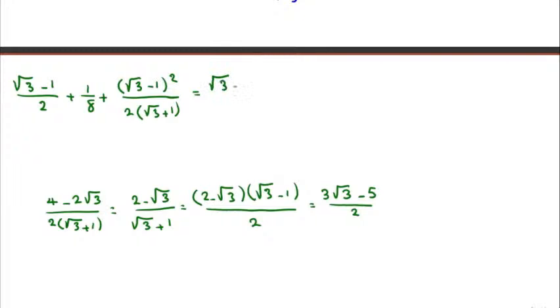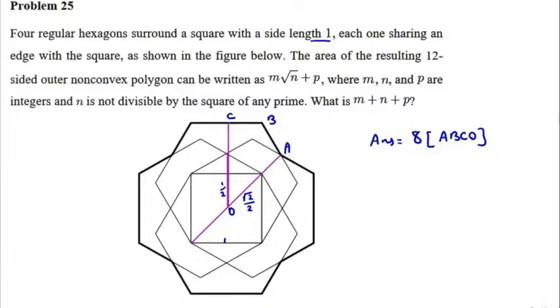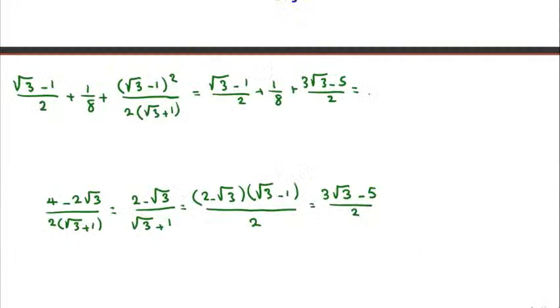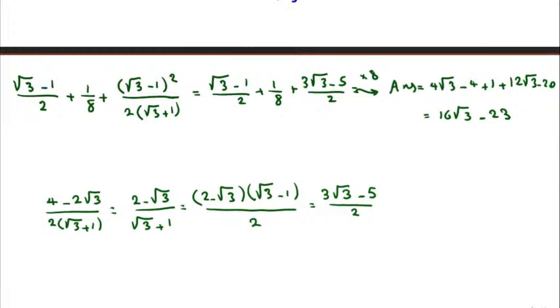So let's write root 3 minus 1 over 2, plus 1 over 8, plus 3 root 3 minus 5 over 2. Because the problem says the answer is 8 times this, if you multiply 8 times this, the answer will be 4 times root 3 minus 4, plus 1, plus 4 times 3 root 3, 12 root 3, minus 20. 4 root 3 plus 12 root 3 will be 16 root 3. 1 minus 4, negative 3. Negative 3, negative 20, negative 23.